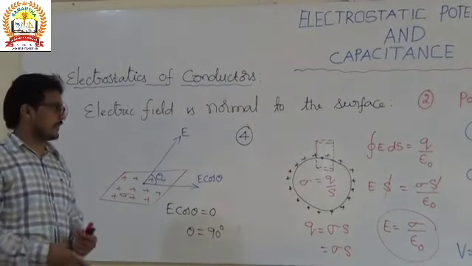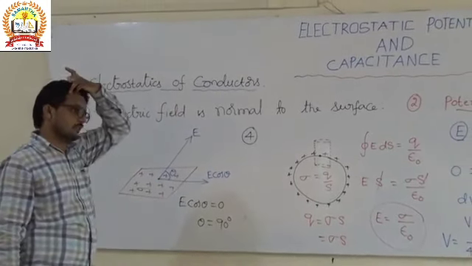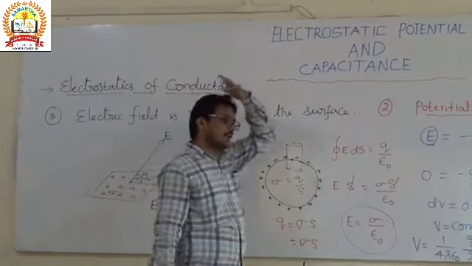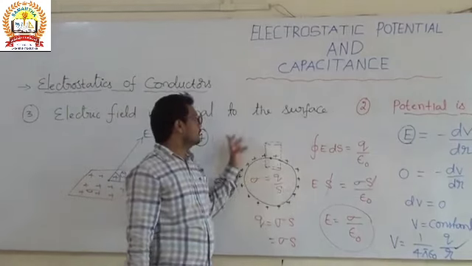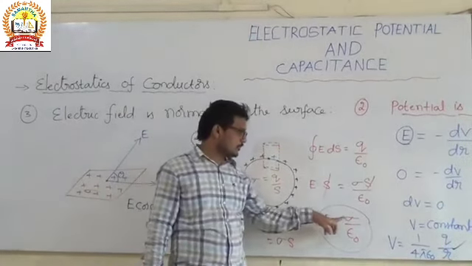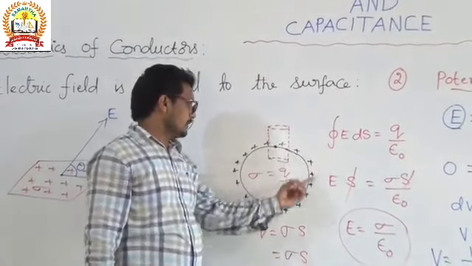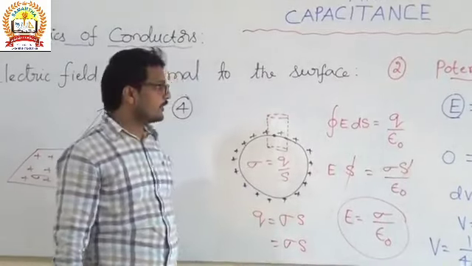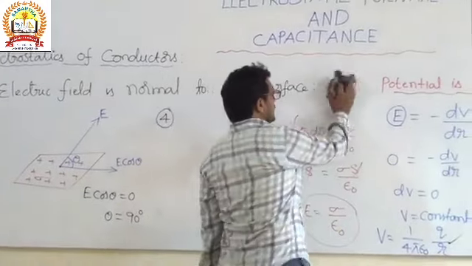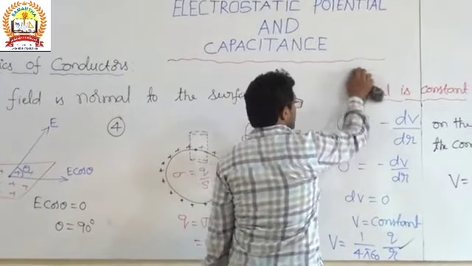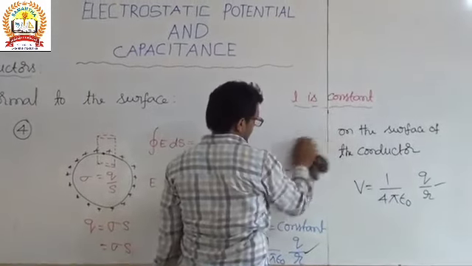In the first chapter you derived the electric field for an infinite plane sheet, a non-conducting sheet: E equals sigma by 2 epsilon. Here, by using Gauss theorem, we calculated E equals sigma by epsilon. And one more: in the applications of Gauss law, the electric field on the surface of a sphere is E equals 1 upon 4 pi epsilon, Q by R square.